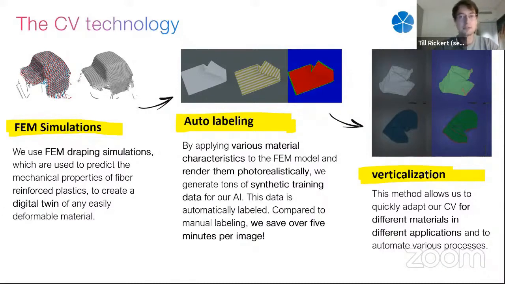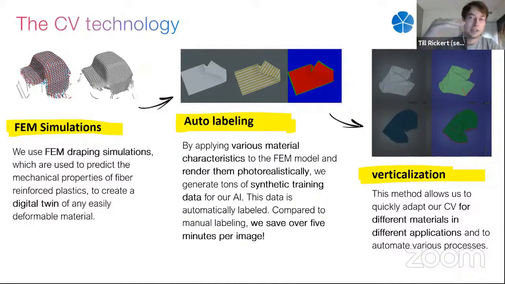So what do I mean by labeled? For example, if you see the three towels at the center of the slide, in this case, we want to extract some features with our computer vision. And in the case of a towel, this would be, for example, the seams. So now if you want to train a machine learning model to extract those seams, you would have to label or to annotate those seams manually. And if you use synthetic data, simulated data, you already know where those seams are, and you can do the labeling fully automated. And compared to manual labeling, we save over 5 minutes per image.